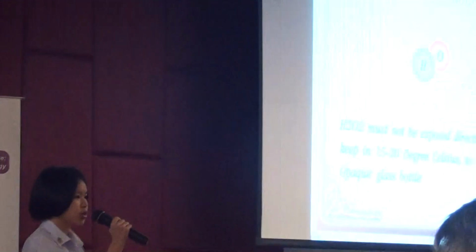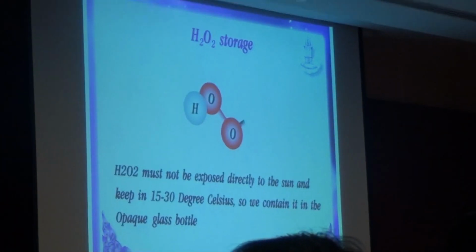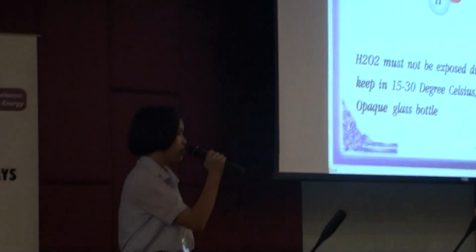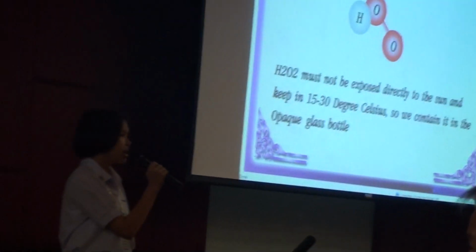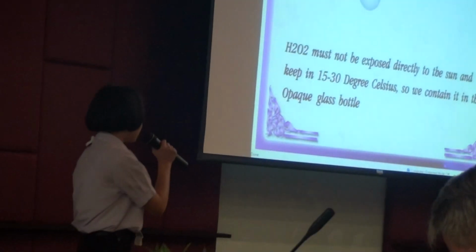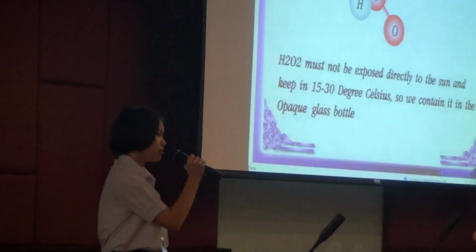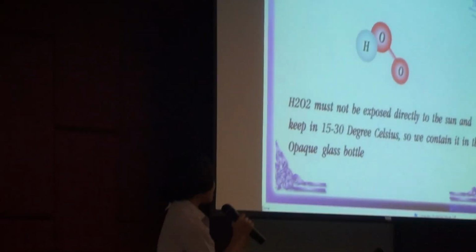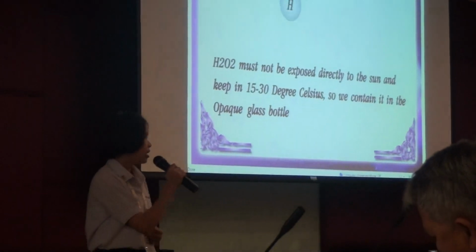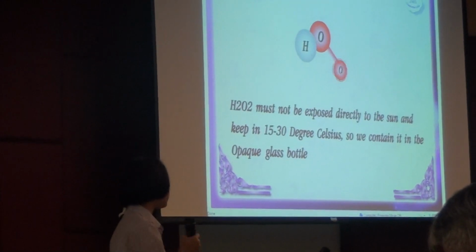Hydrogen peroxide must not be exposed directly to the sun and should be kept at 15 to 30 degrees Celsius, so we contain it in an opaque bottle. Storage of formic acid is much easier and safer than that of hydrogen because it doesn't need to be done at high pressure and low temperature, as formic acid is a liquid at standard temperature and pressure.